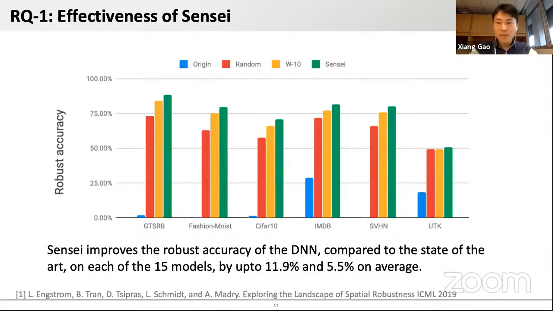The original model does not perform any data augmentation. The random approach randomly augments the data set. And the last one is the state-of-the-art approach. We compare the robust accuracy of those approaches. Our evaluation showed that Sensei can improve the robust accuracy on all 15 models by up to 12%.